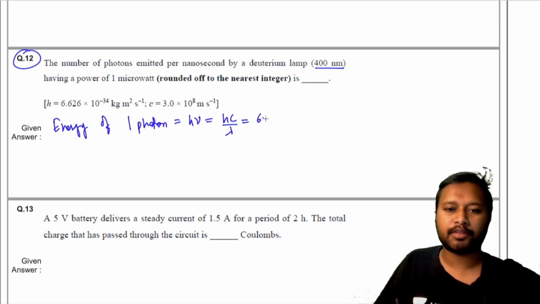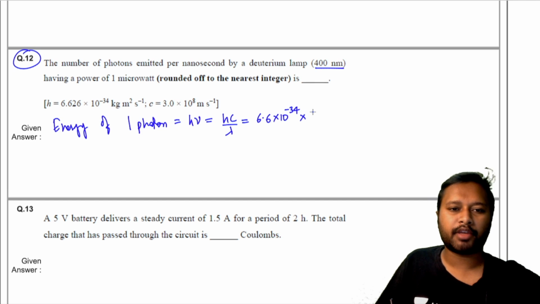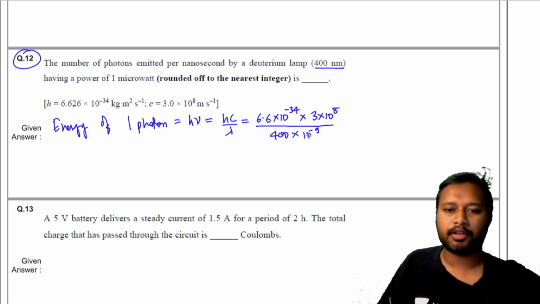So h is 6.6 into 10 to the power minus 34 multiplied by c. Let's say we are putting everything in meters, because h is also in meters and this is also in meters. So that means 3 into 10 to the power 8, divided by lambda, which is 400 multiplied by 10 to the power minus 9 meters. Okay, so this is going to be the energy of one photon.